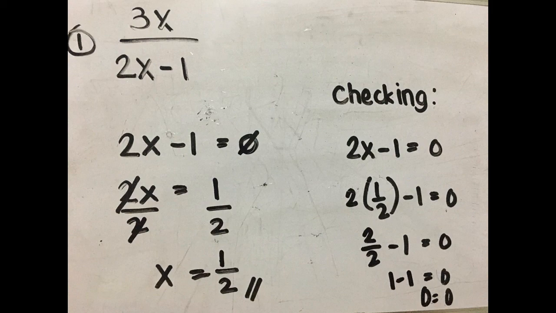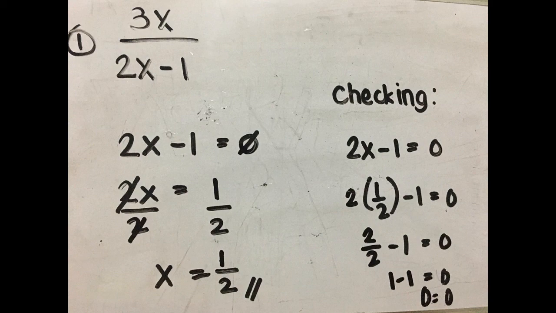So we have 2x minus 1 equals 0. Transfer the negative 1 to the other side of the equal sign, so it becomes 2x equals 1. From negative, it becomes positive. Divide both sides by 2. So 2 divided by 2 is equal to 1, and it becomes x equals 1/2.